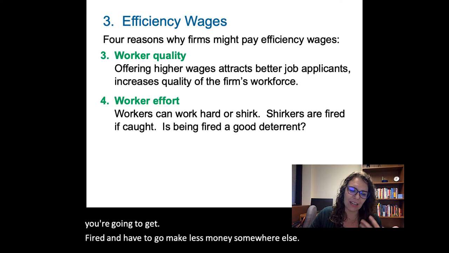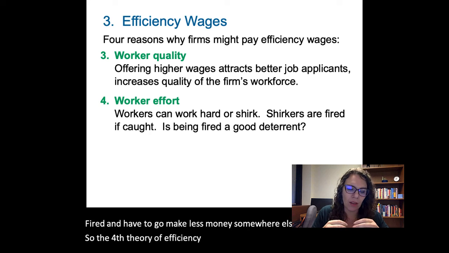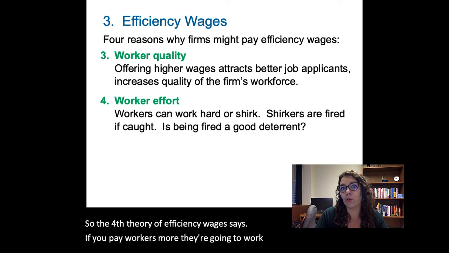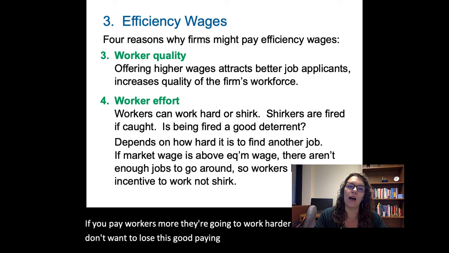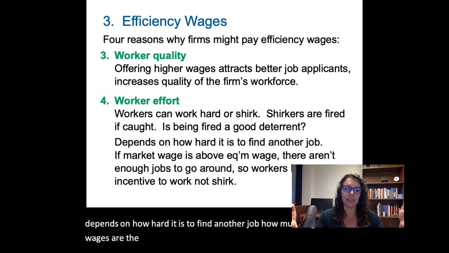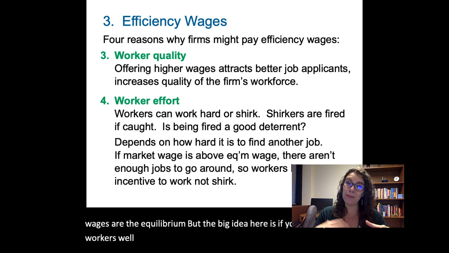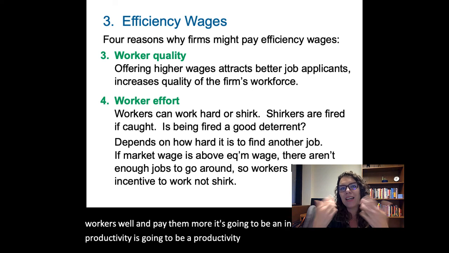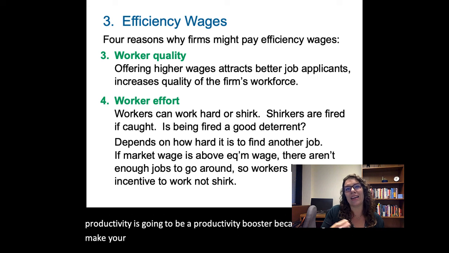So the fourth theory of efficiency wages says if you pay workers more, they're going to work harder because they don't want to lose this good paying job. The worker effort theory depends on how hard it is to find another job, how much higher the wages are than the equilibrium. But the big idea here is if you treat your workers well and pay them more, it's going to be an increase in productivity. It's going to be a productivity booster because it's going to make your workers want to stay and not get fired. Does that make sense?